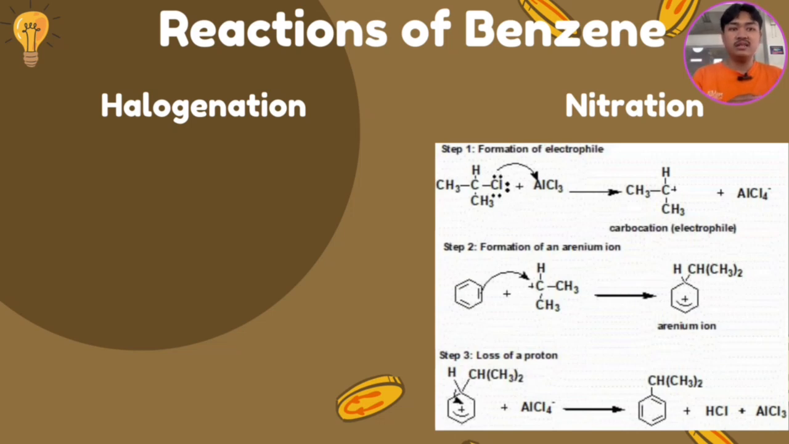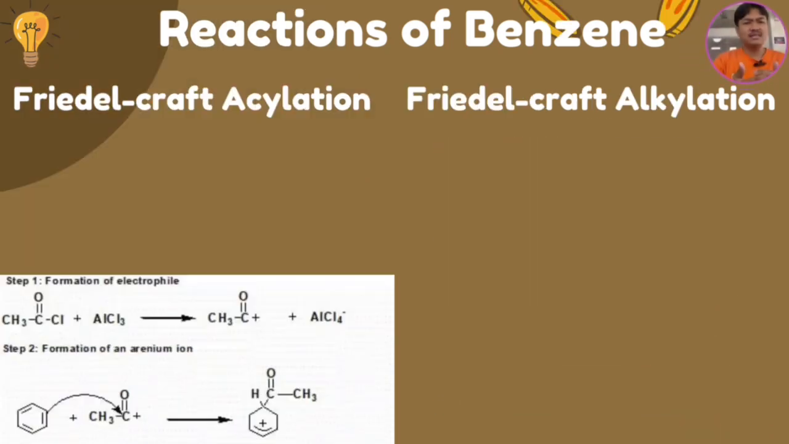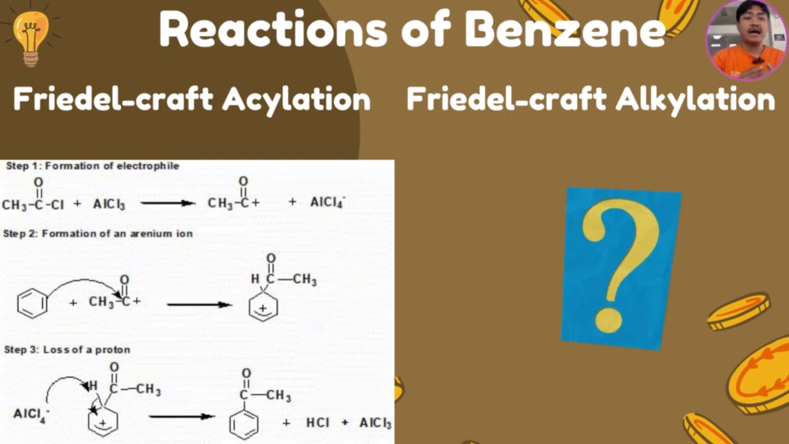Chlorine will be eliminated from the main solution and proceed on formation of arenium ion, and finally, the loss of a proton, which completes the process without breaking the aromatic compound of benzene. The third reaction is Friedel-Crafts acylation.